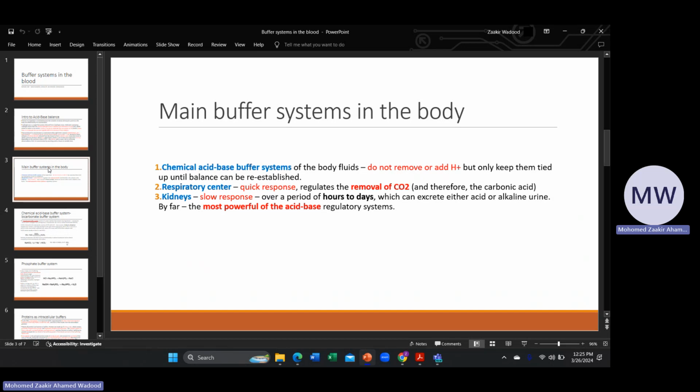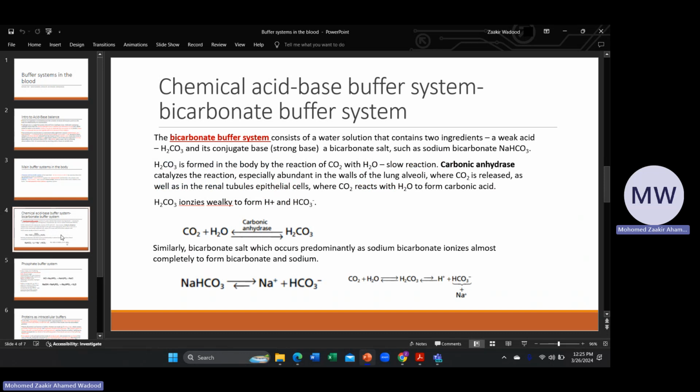So back to our topic at hand, buffer systems in the blood. Kicking things off, we're going to start with the bicarbonate buffer system. The bicarbonate buffer system is essentially made up of a solution, which in this case is the blood, and it primarily consists of two main substances: a weak acid, which in this case is carbonic acid, H2CO3, and its conjugate base, the bicarbonate salt. This is typically seen, for example, in the form of sodium bicarbonate.